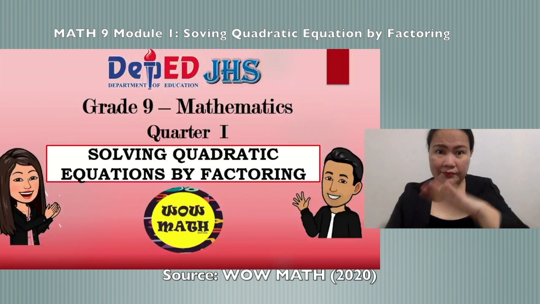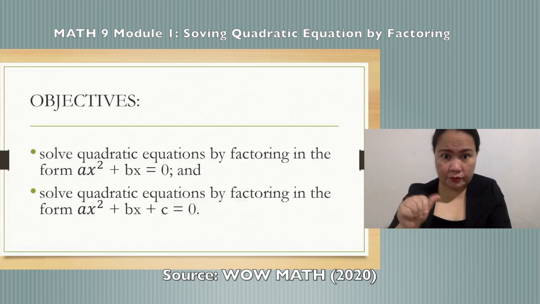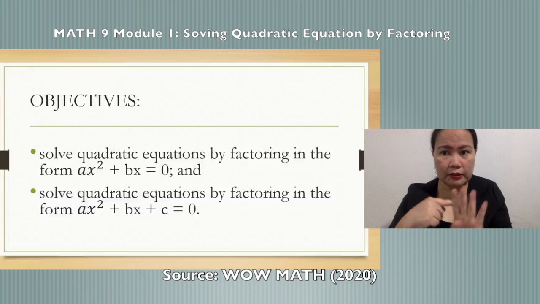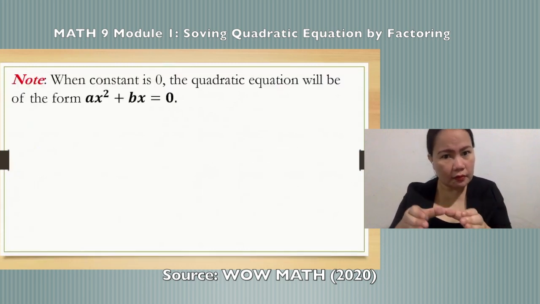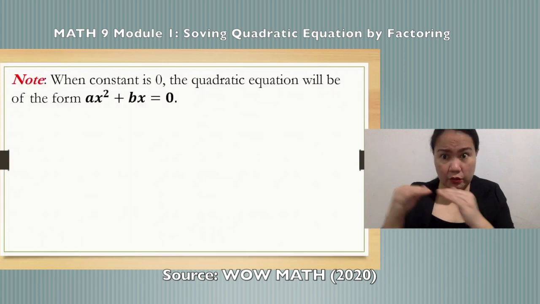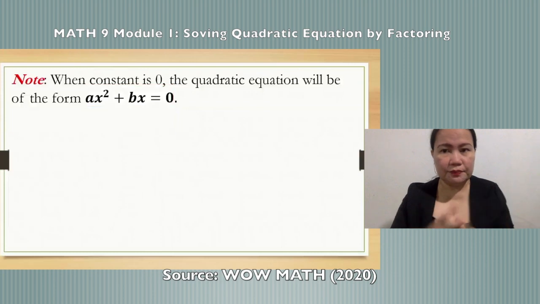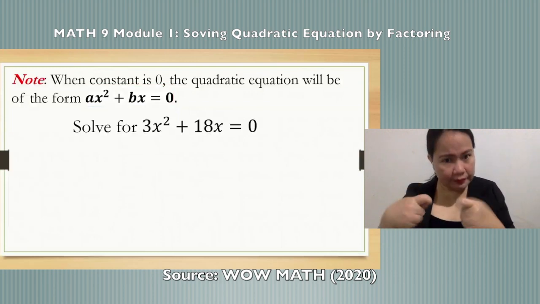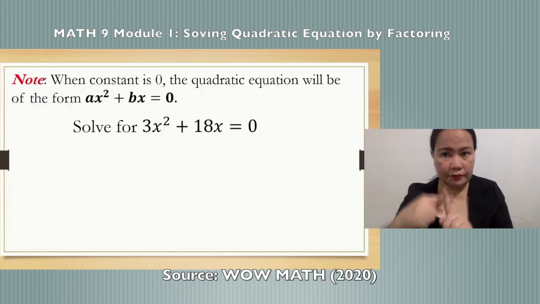Hi Kawaumat! In this video, we will solve quadratic equations by factoring in the form ax squared plus bx is equal to 0 and in the form of ax squared plus bx plus c is equal to 0. When the constant is 0, the quadratic equation will be of the form ax squared plus bx is equal to 0. So let's try to solve this equation: 3x squared plus 18x is equal to 0.